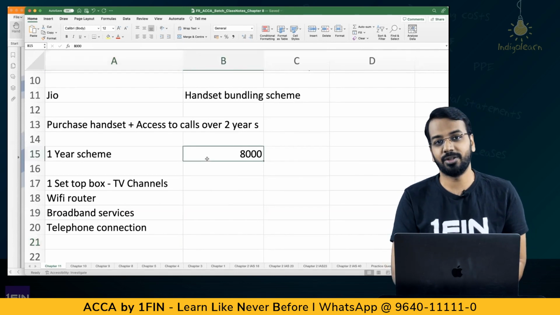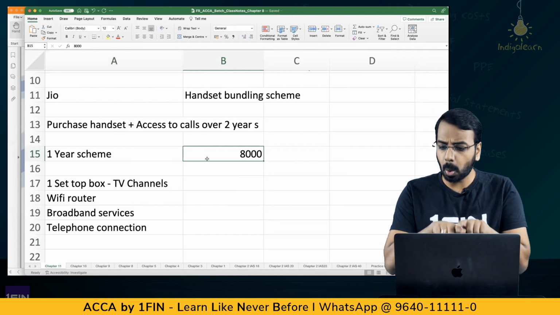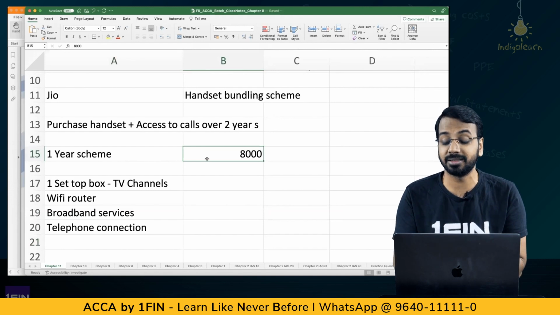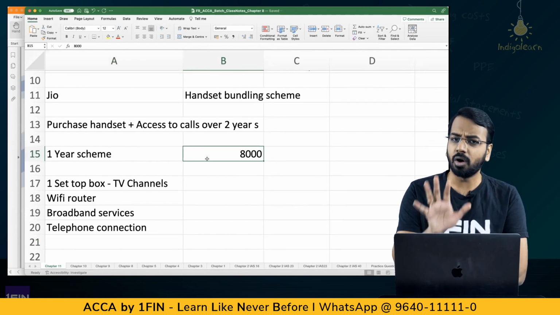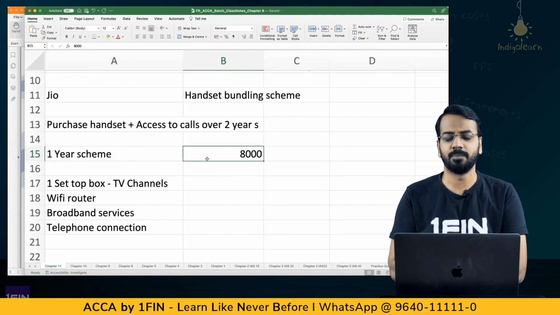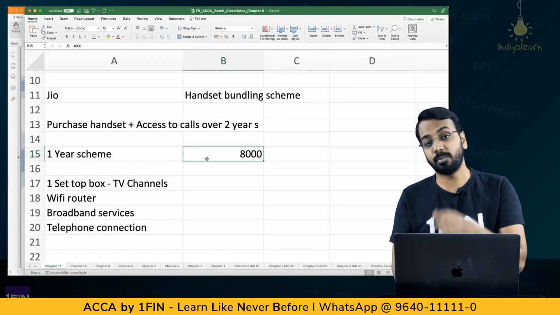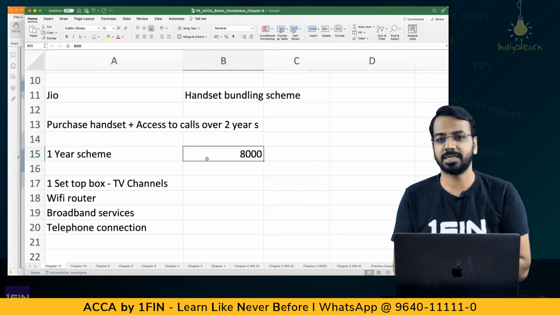How should we recognize revenue? When should we recognize revenue? All of this is what will be given as a guidance under IFRS 15. Normal purchase and sale of goods is very simple. I sell a good, I purchase a mobile phone. With that mobile phone, when I get the mobile phone delivery, the seller will recognize revenue.